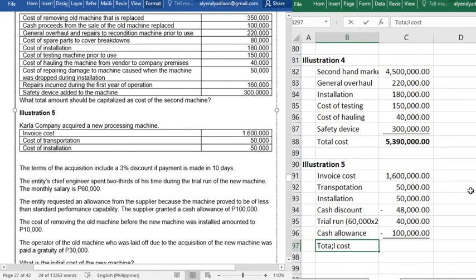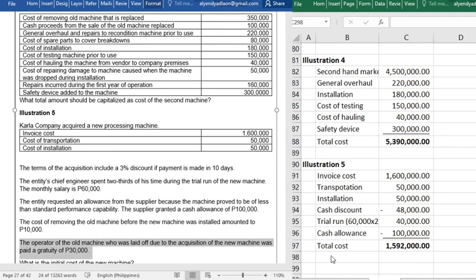So let us compute for the total. The total cost is 1,600,000 plus 50 plus 50 minus 48 plus 40 and then minus 100, that is 1,592,000. Okay, so that is how we compute the machine. Now, take note of the concepts. Okay, take note of the reasons. Why did we add? Why did we deduct? Or why did we ignore some of the items of the machinery?